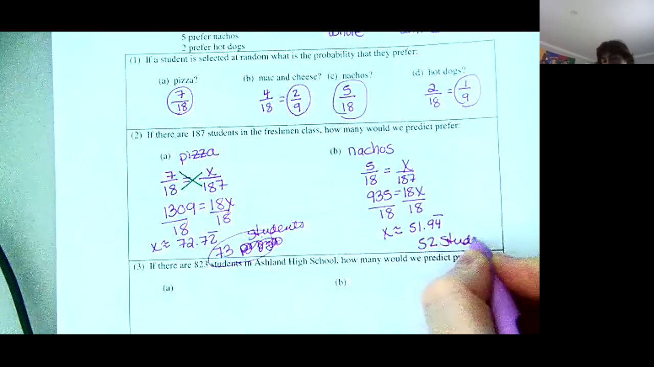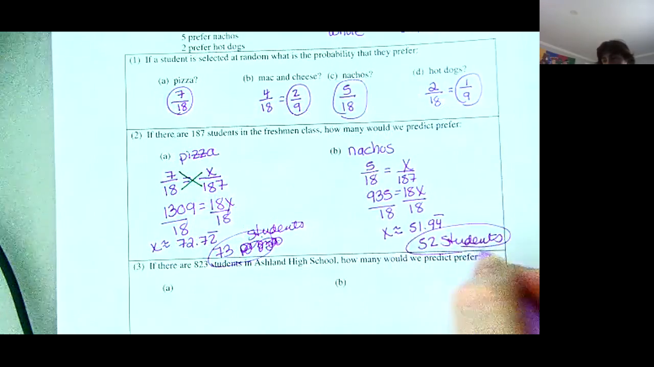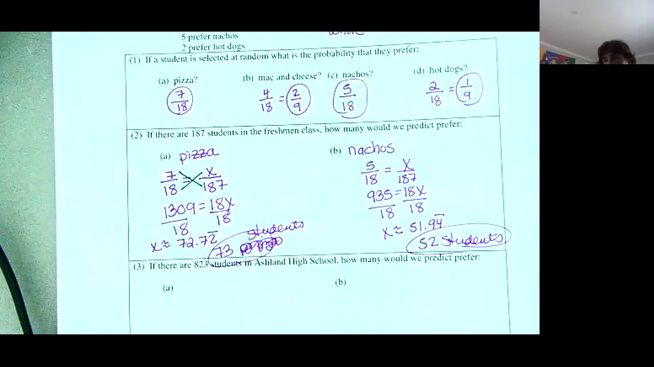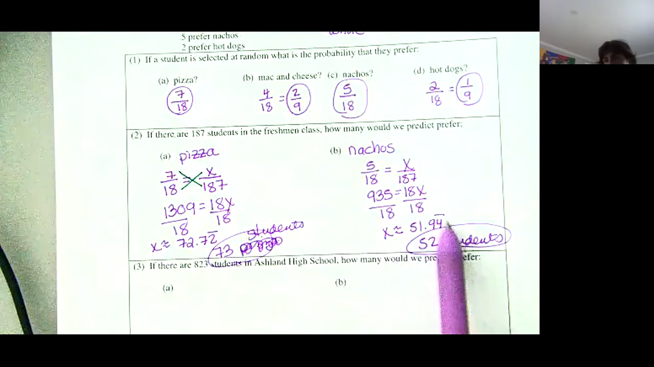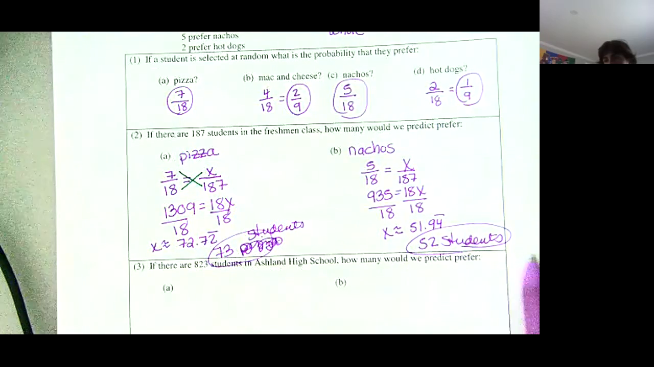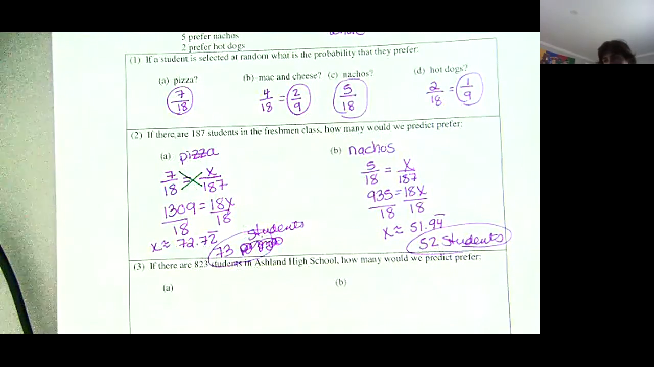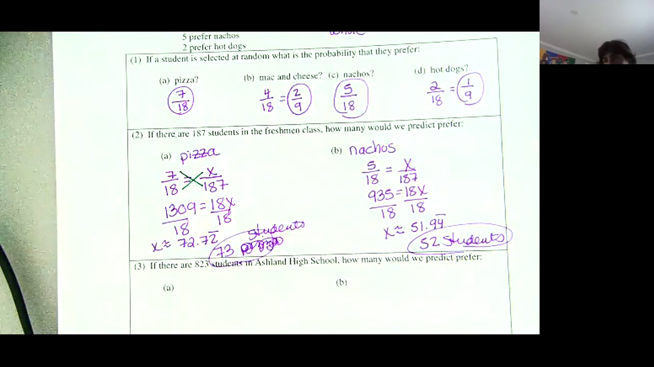Sharia, say that one more time. I kind of want the decimal first, but the final answer should be the whole number, because we can't have decimals with people. Thank you. Very good. Do you see how we're doing this?